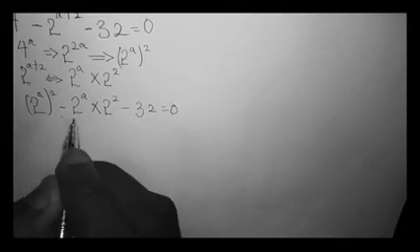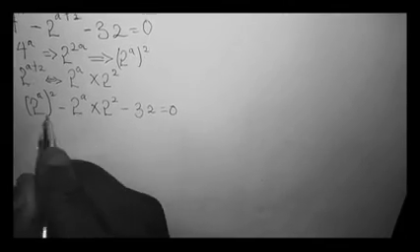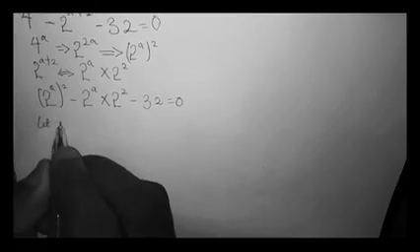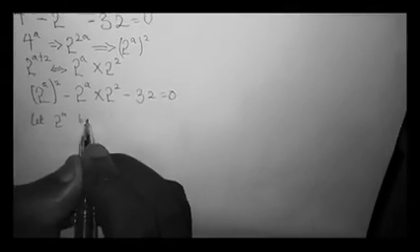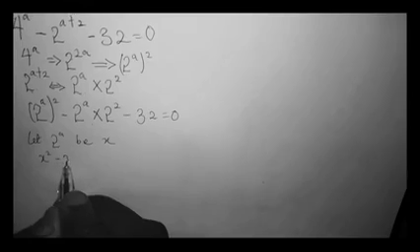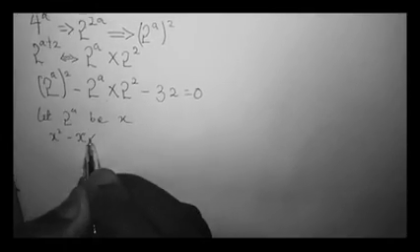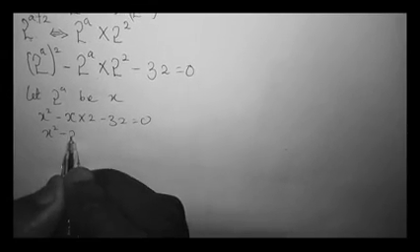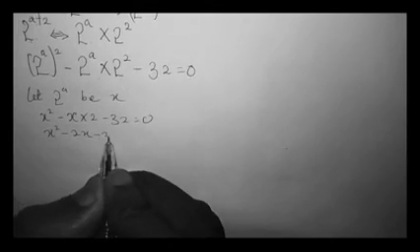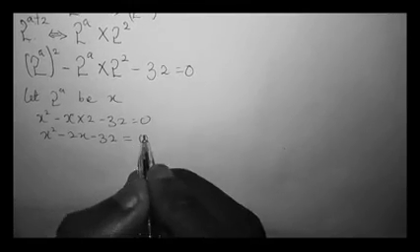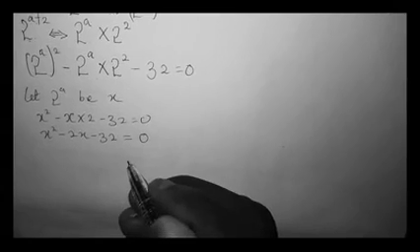So now I'm sure you know what to do. You can see your 2 raised to power a is now much more obvious. So you now say let 2 raised to power a be x. So that will now be x squared minus x times 2 minus 32 equals 0. And that will be x squared minus 2x minus 32 equals 0. So you can see that you have a quadratic equation here now.